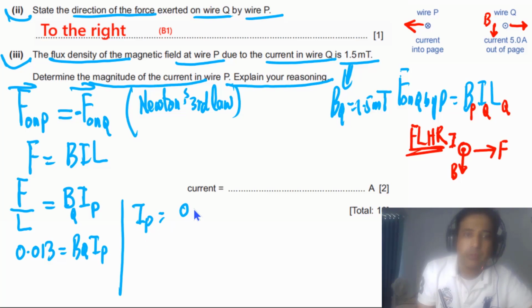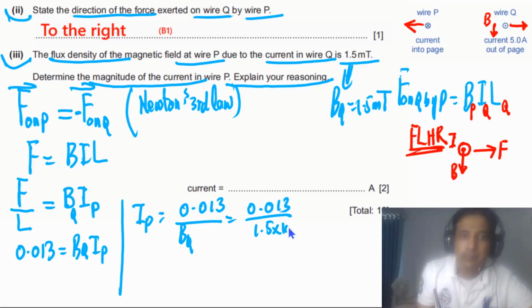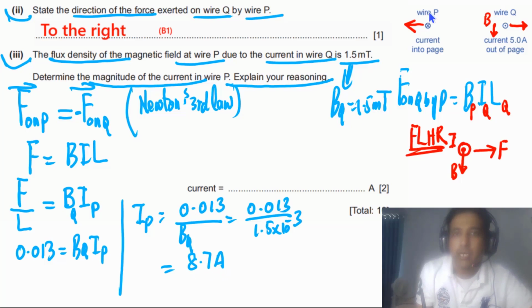So simply this will be equal to 0.013 divided by BQ, magnetic field due to Q, and we have here 1.5 millitesla. So we have 0.013 divided by 1.5 millitesla. If we solve this one, we will get our final answer is 8.7 amps. So this is current in wire P. So simply we can say 8.7.